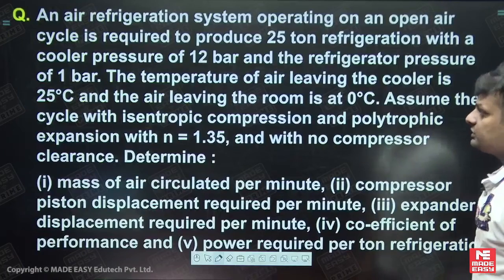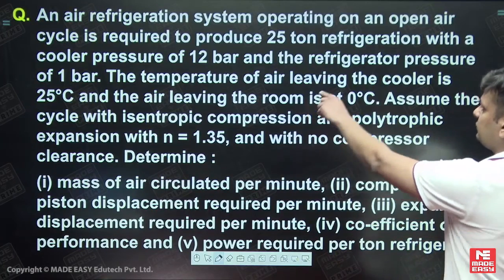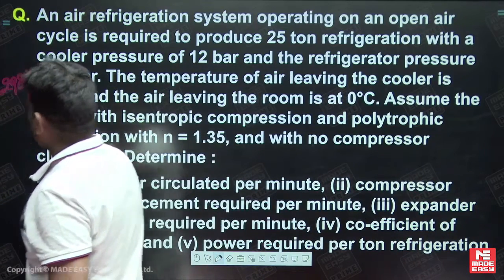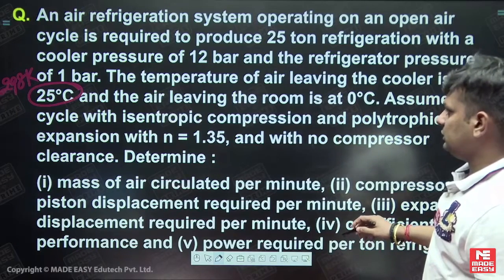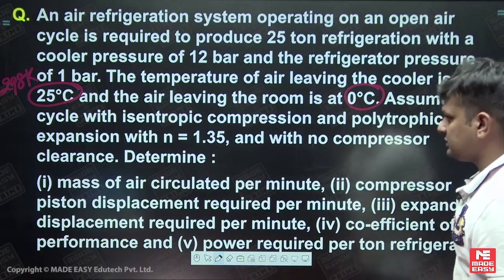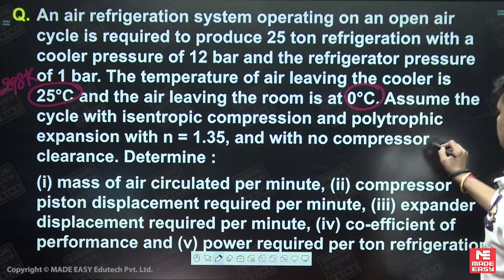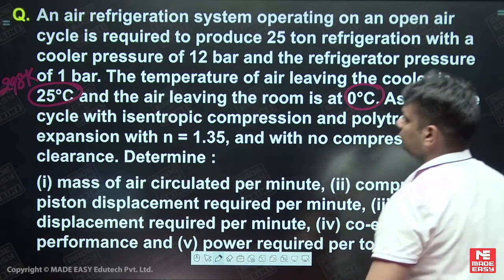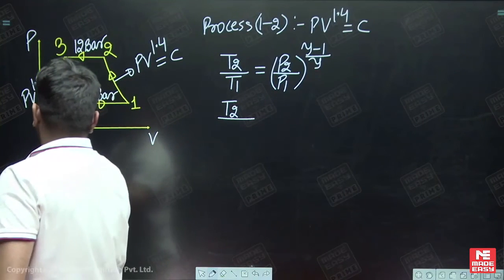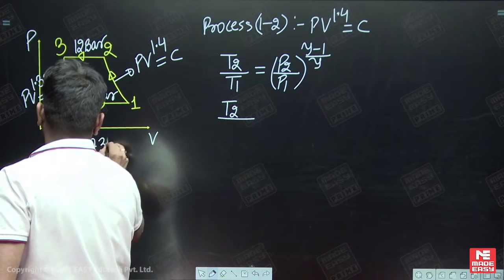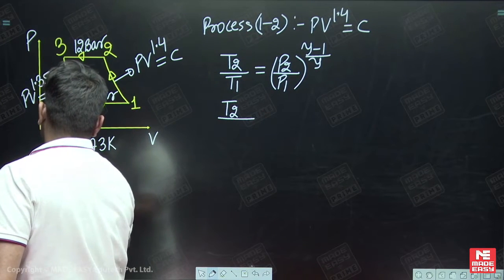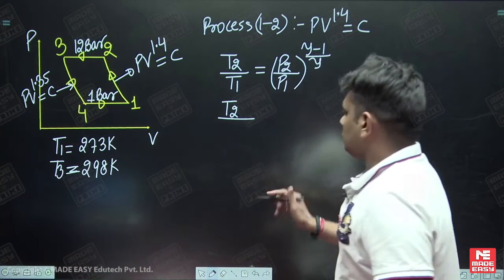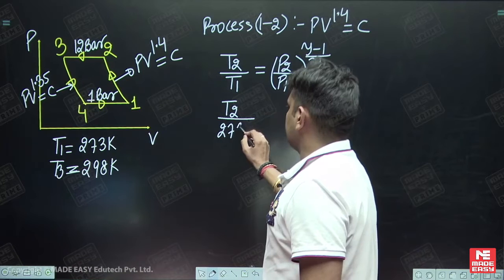Now please see here, the temperature of the air leaving the cooler is 25 degrees Celsius, means 298 Kelvin, and the temperature leaving the room is 0 degrees Celsius. So this is the value of T1. T1 is given as 273 Kelvin and T3 is given as 298 Kelvin.